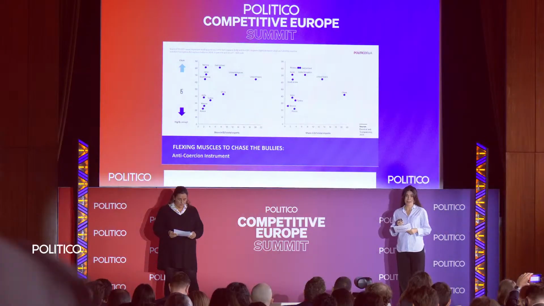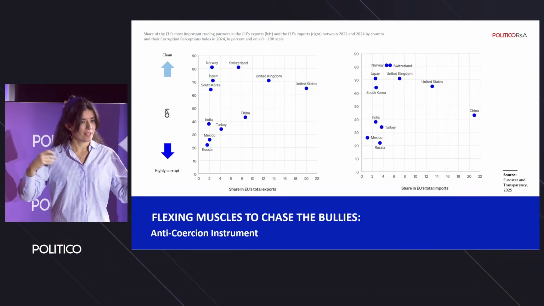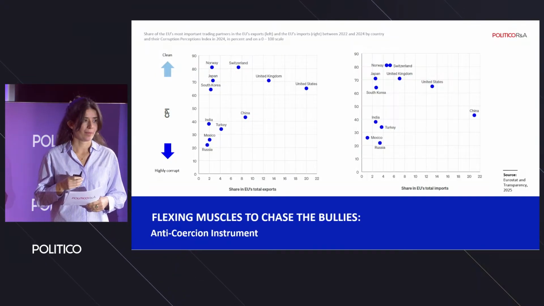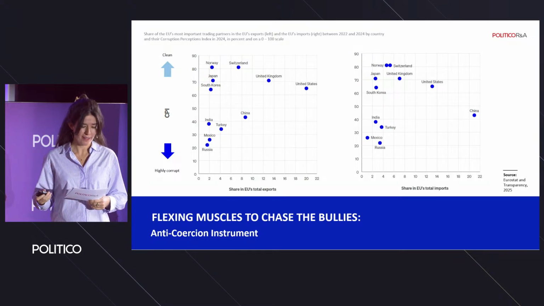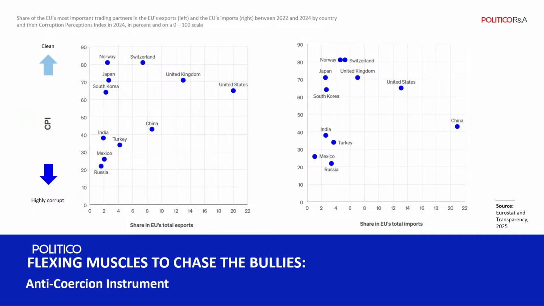The anti-coercion instrument is a retaliatory tool and was mainly designed to deter, but if necessary also to counter economic coercion from third countries. The instrument has never been used, but examining the EU's most important trade relations reveals clear pressure points where it could become relevant in the future.